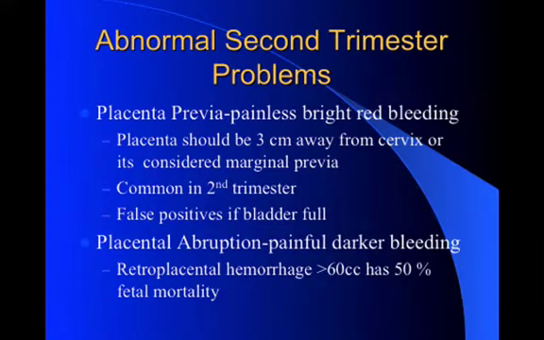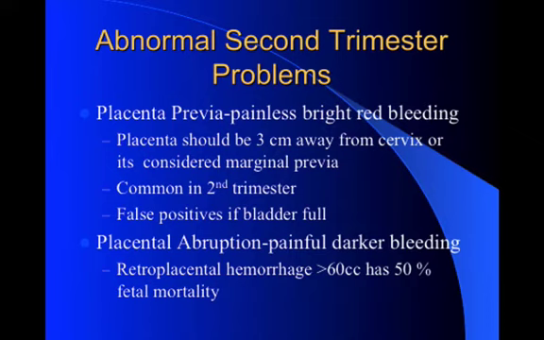Abnormal second trimester problems include placenta previa, which is usually painless, bright red bleeding. This is easy to diagnose on ultrasound. We expect the placenta to be 3 centimeters away from the cervical os or it's considered a marginal previa. It's very common in the second trimester, and it's normal up to 28 weeks. You may have a false positive if the bladder is full.